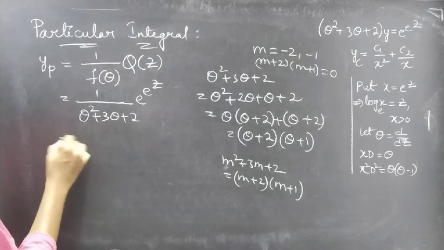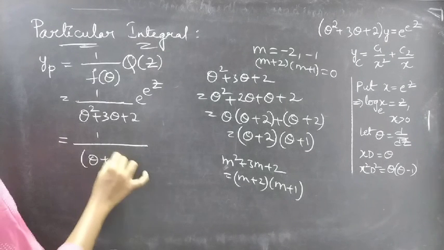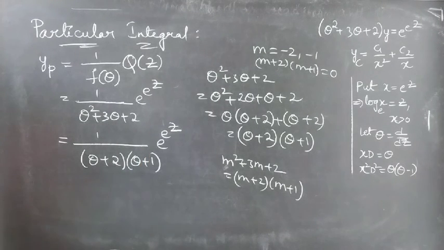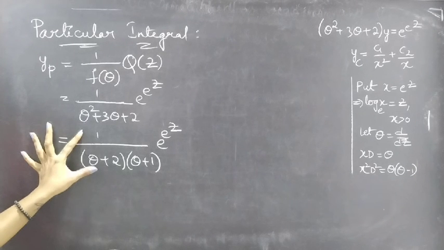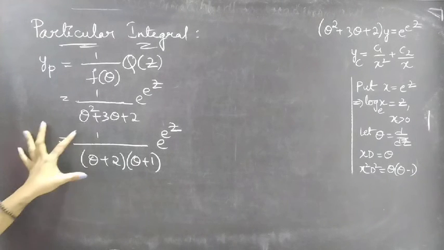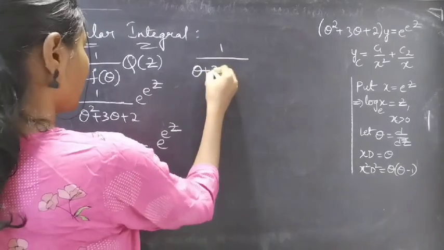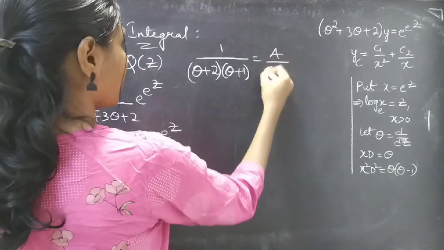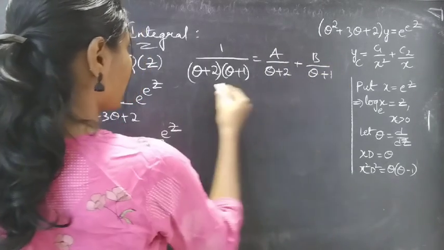We'll get 1 by, I'm going to write f of theta as a product of two factors, theta plus 2 into theta plus 1, into e power z. So we have a fraction 1 by theta plus 2 into theta plus 1, right? We'll resolve this into partial fractions. 1 by theta plus 2 into theta plus 1 equals a by theta plus 2 plus b by theta plus 1.